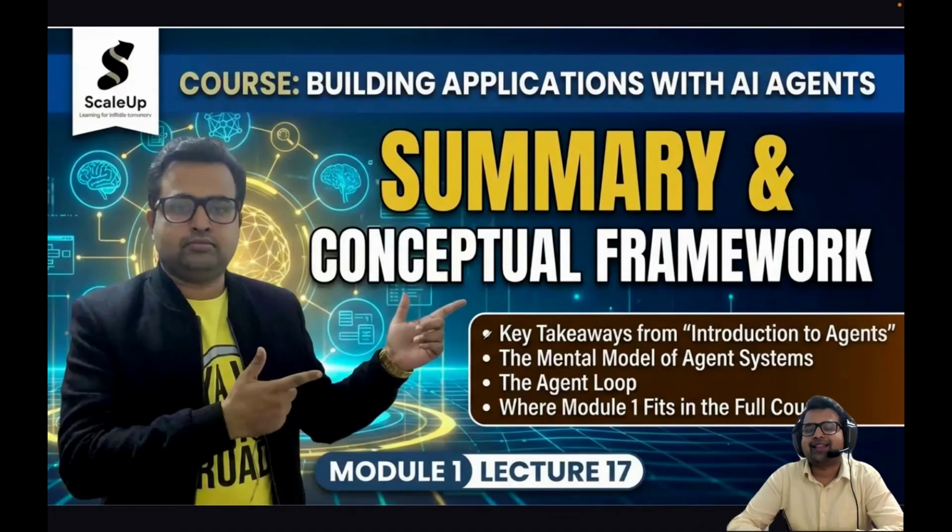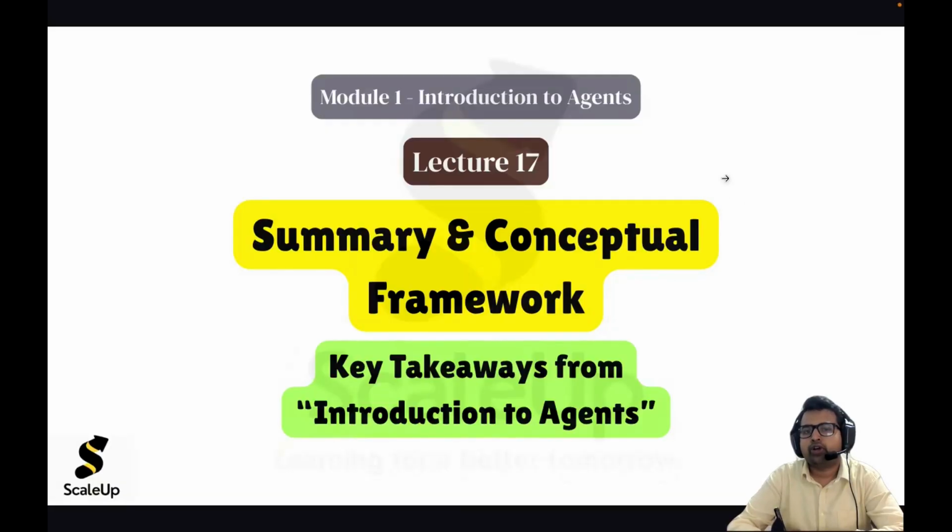If we look at the exact topics that we will cover in this lecture, we will talk about key takeaways from introduction to agents, the mental model of agent systems, the agent loop, and where module 1 fits in the course. All these topics we will discuss in this lecture itself. So this is module 1, introduction to agents, lecture 17, summary and conceptual framework. This is the last lecture of this module.